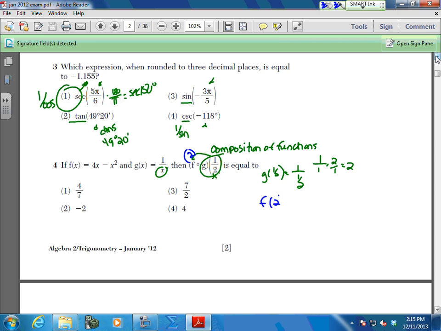Roll it into the f. Wherever you see x, you're going to have to put in 2. So here and here. So it'll give you 8 minus 4, and you're equal to 4. So your composition is equal to 4.